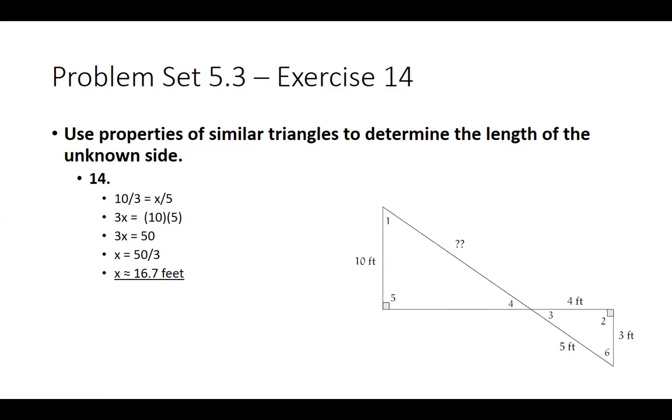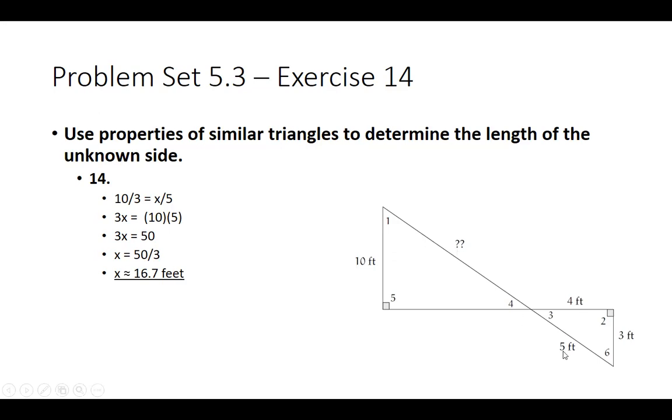Number 14. We have similar triangles. We're looking for the hypotenuse of the big triangle. That corresponds to the hypotenuse of this small triangle. This side of the big triangle is 10 feet. The corresponding side of the small triangle is 3 feet. So if we go big triangle on the top, small triangle on the bottom, one of our ratios is 10/3.